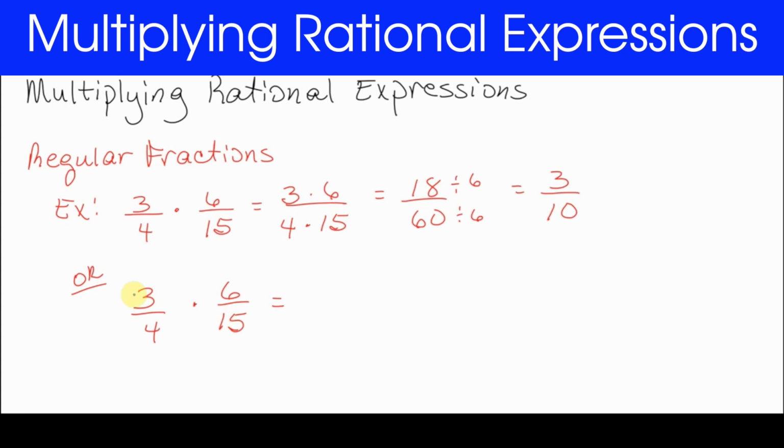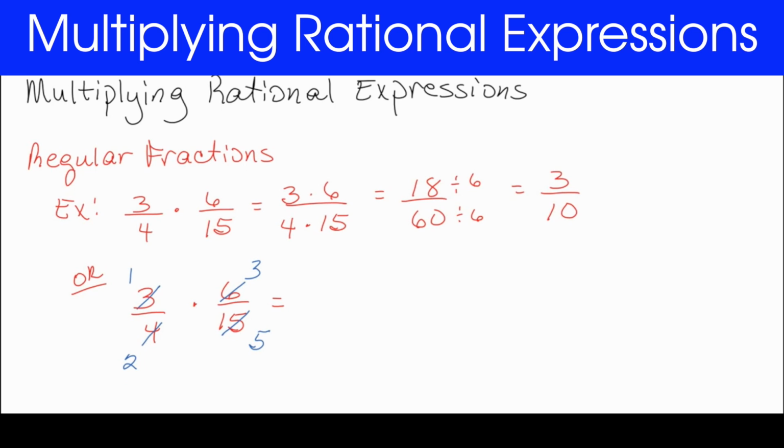It doesn't matter. If I cancel between the 3 and the 15, I see I can divide 3 into 3 once. 3 will go into 15 5 times. And then between the 4 and the 6, I have a factor of 2 in common. 2 will go into 6 3 times, 2 will go into 4 2 times.